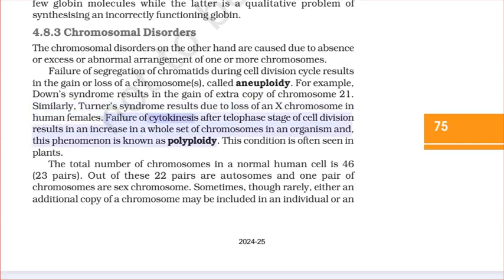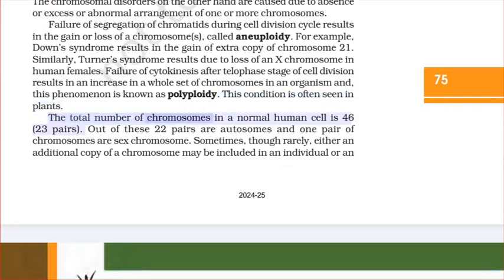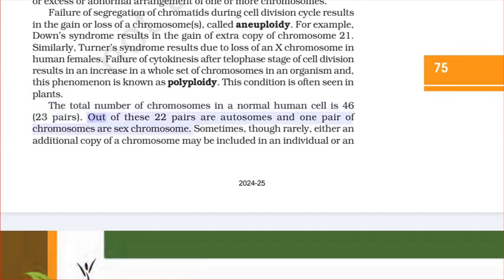Failure of cytokinesis after telophase stage of cell division results in an increase in a whole set of chromosomes in an organism, and this phenomenon is known as polyploidy. This condition is often seen in plants. The total number of chromosomes in a normal human cell is 46, 23 pairs. Out of these, 22 pairs are autosomes, and 1 pair of chromosomes are sex chromosomes.